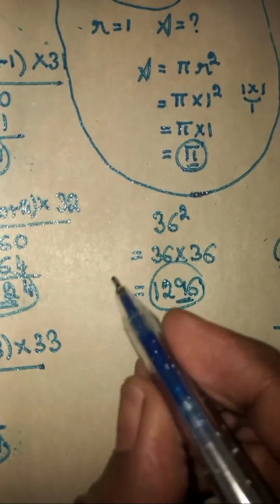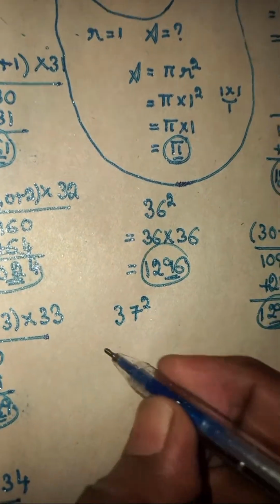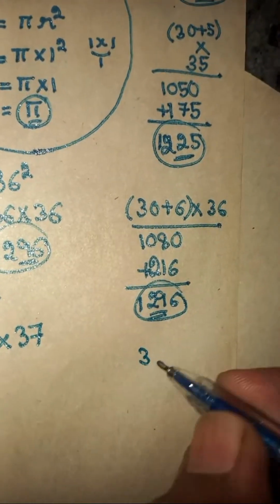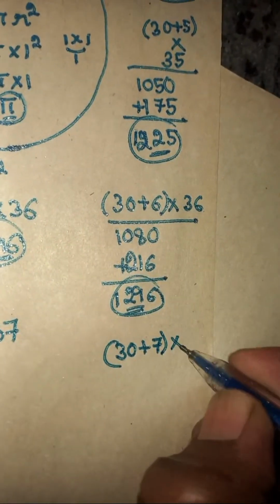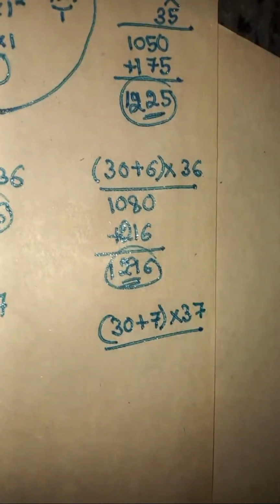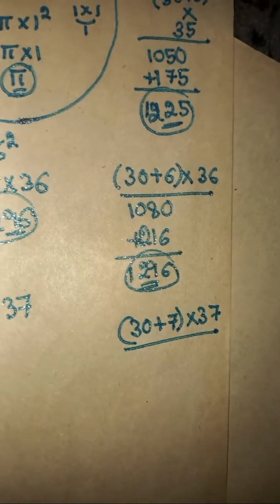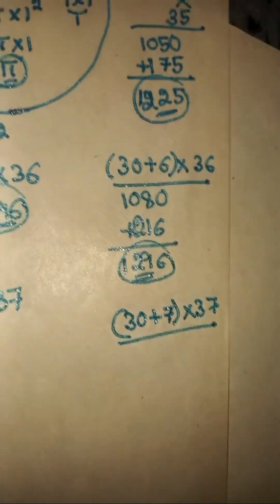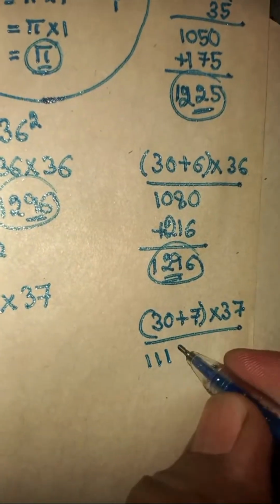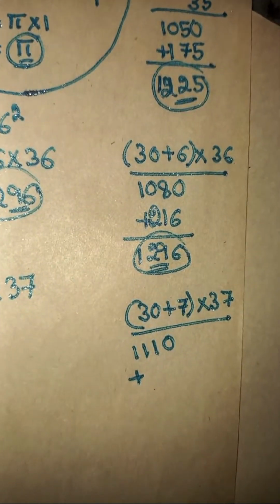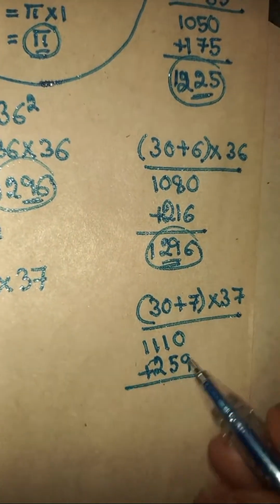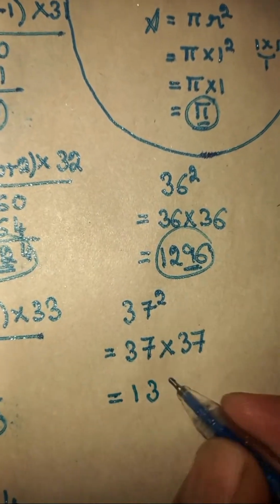Let's write what is 37 square. 37 square is equal to 37 times 37. Now 37 can be split and written as 30 plus 7 times 37. 37 times 3 is equal to 90 plus 21, which is 111, so 1110, plus 30 times 7 is 210, and 7 times 7 is 49, which makes 259. You're going to get 1369. This is completely equal to 1369.